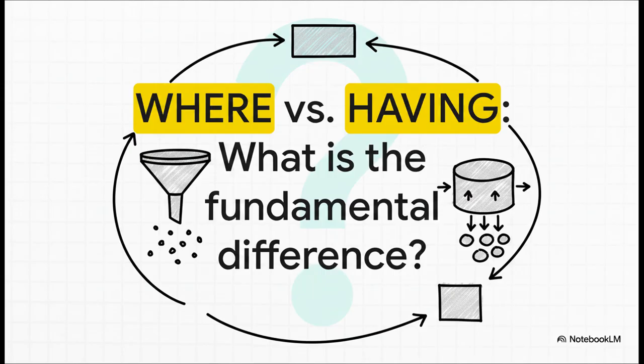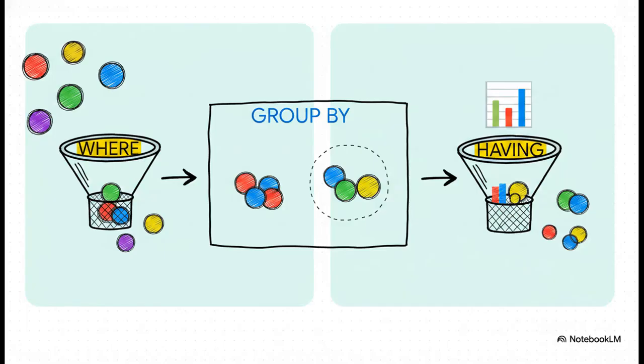This old chestnut. If you've ever interviewed for a data job, you have probably gotten this question: where and having. They both filter stuff, right? But they do it at totally different times. So what's the fundamental difference? And this is the whole story right here. It's all about timing. The where clause jumps in and filters individual rows before any of the grouping happens. The having clause, on the other hand, waits until after group by has done its job and created those summary groups. So, simply put, where is for rows, having is for groups.